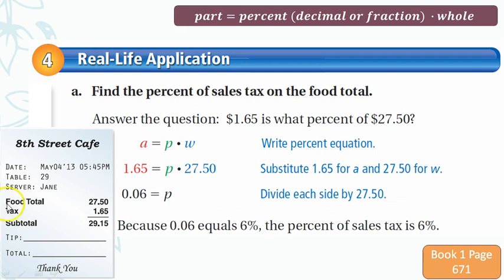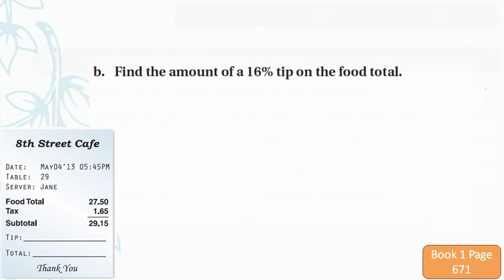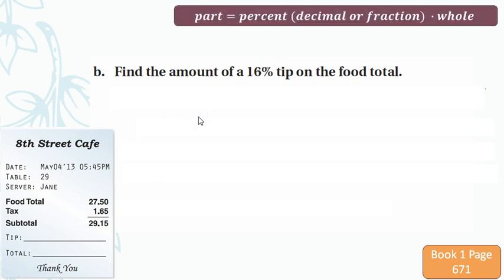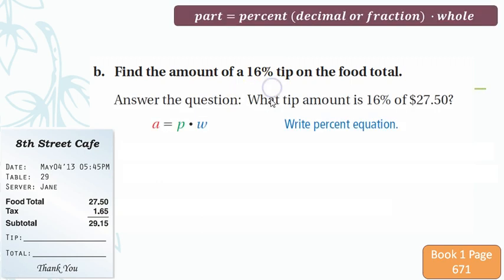What if we wanted to leave a tip for our server? Let's try and calculate how much tip we would leave. Find the amount of a 16% tip on the food total. So now that we know that we want to tip 16% and we know the food total, we have to figure out what that amount is. Again, using the percent as a decimal or fraction, we must fill in the correct parts of this percent equation.